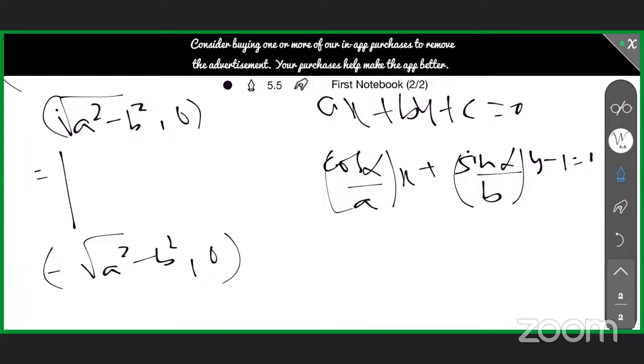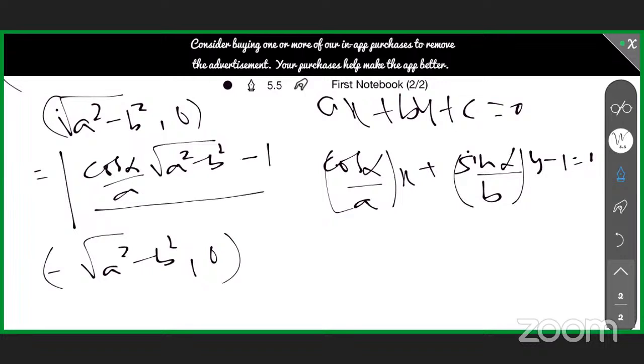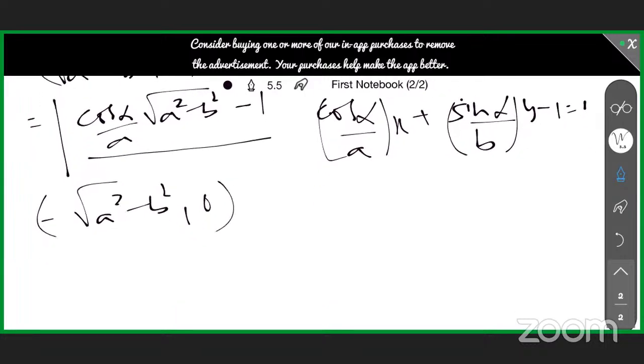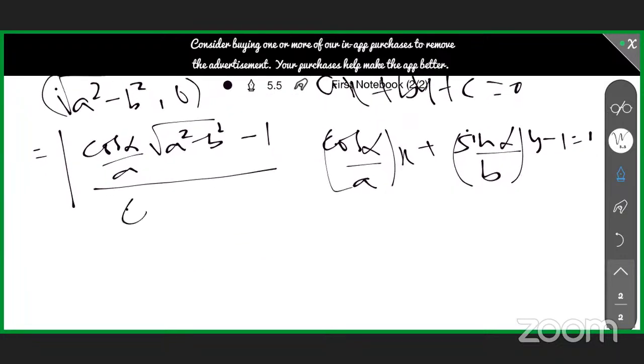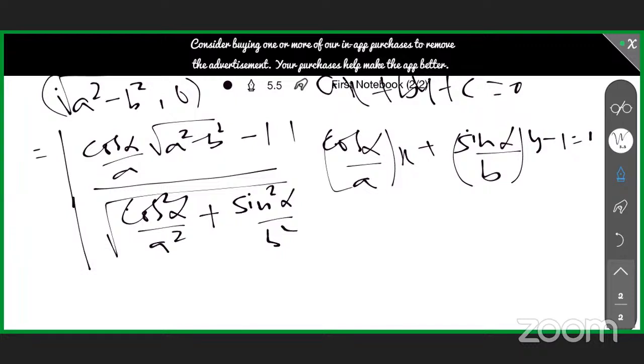So the a value is cos alpha by a into root of a square minus b square, plus 0 into b value, minus 1, whole divided by root of a square plus b square. Therefore, my root of a square plus b square is root of cos square alpha by a square plus sin square alpha by b square.